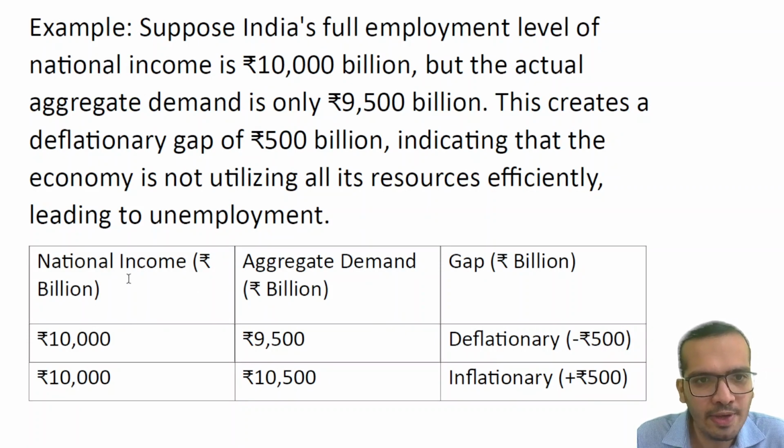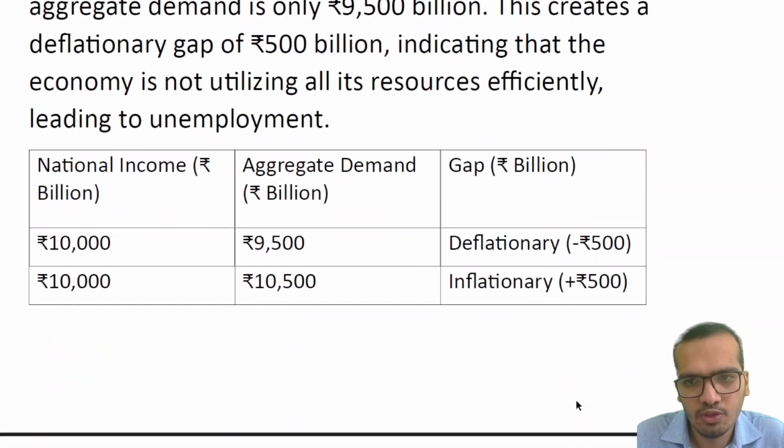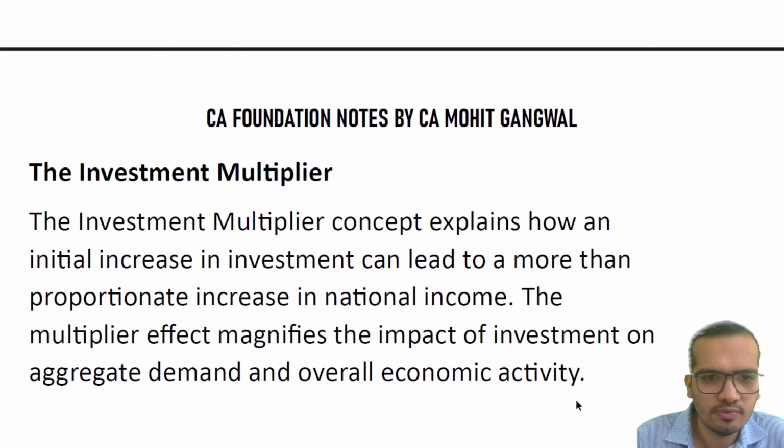So for example, we have national income of 10,000 billion and we have aggregate demand of 9,500 billion. So there will be a gap of 500 in the first case. There is a shortage, so it's deflationary. And in the second case, we have demand of 10,500, but actually our income is only 10,000. So there will be an excess of demand, which is reflected as an inflationary gap, which is 500 in our case.